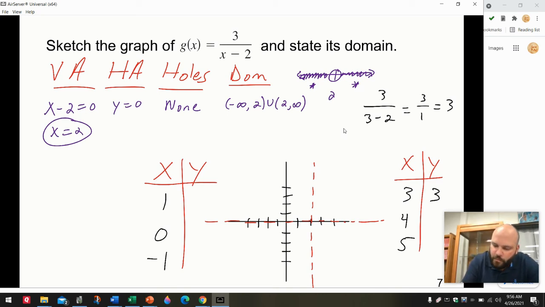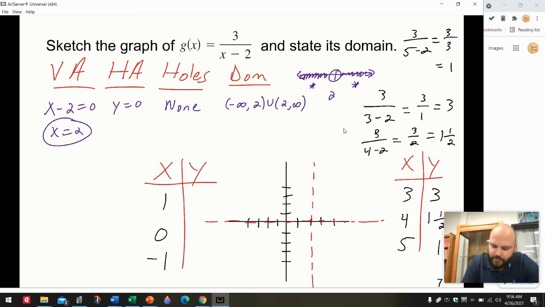Now if I put the number 4 in, I get 3 over 4 minus 2, which is 3 over 2, which gives me 1 1/2. And then the last value, 5, if I put the number 5 in, I end up with 3 over 5 minus 2, which gives me 3 over 3, which is 1.